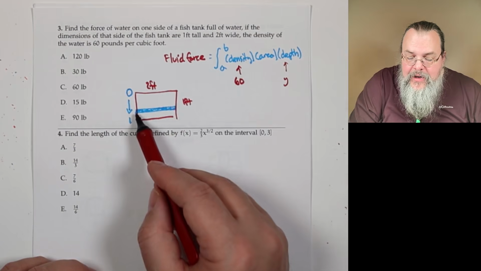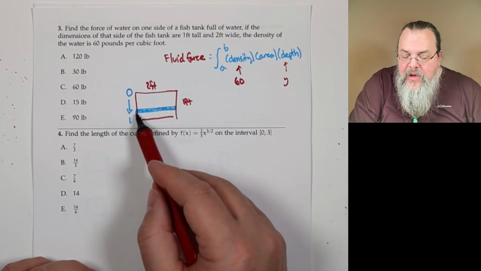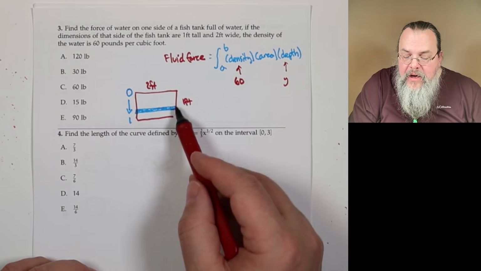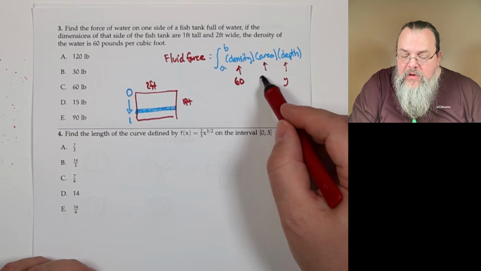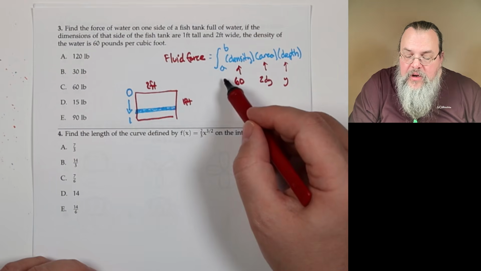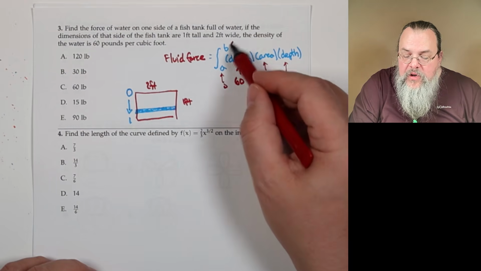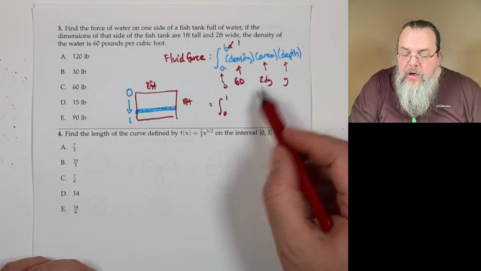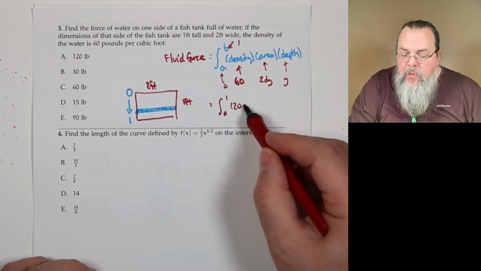Well, our area, if we're just taking a small slice, it's always the same width across. And so it's 2, and then the height is dy. So this is 2 dy. We're almost there. We're going from 0 to 1. So this becomes integral 0 to 1, 120 y dy.